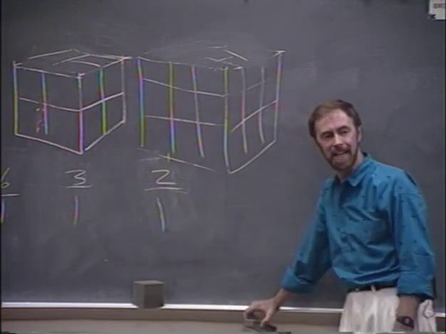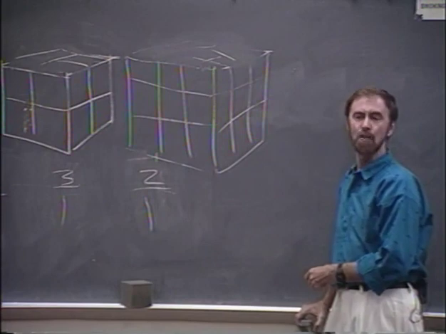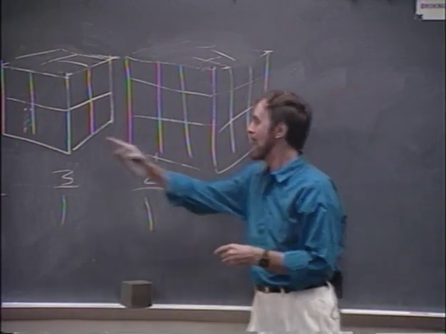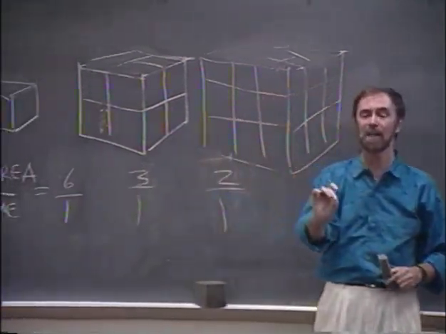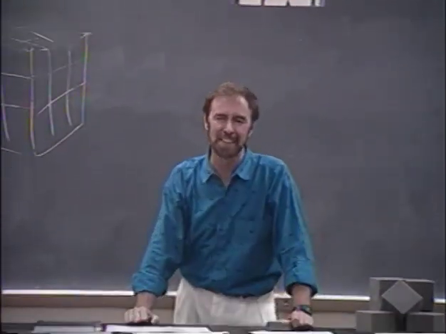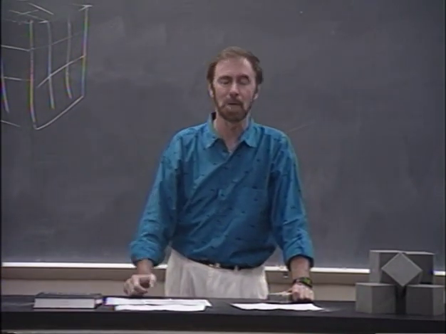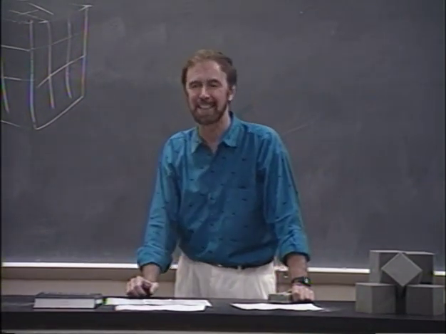The message is this, gang. As things scale up, up, up in size, the ratio of area to volume goes down, down, down. That means little things have more skin, more surface compared to their volume than big things.